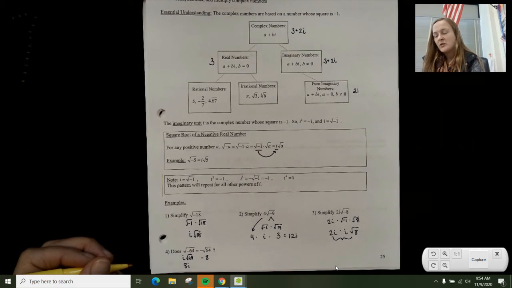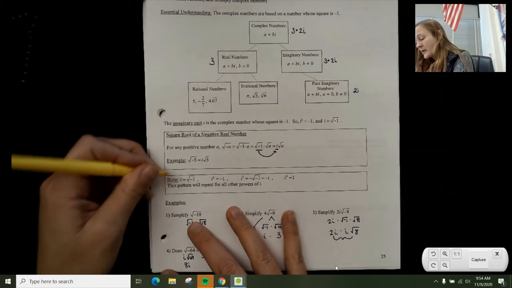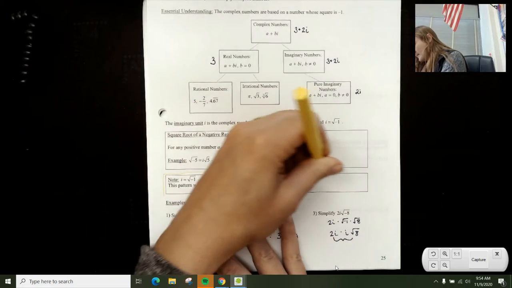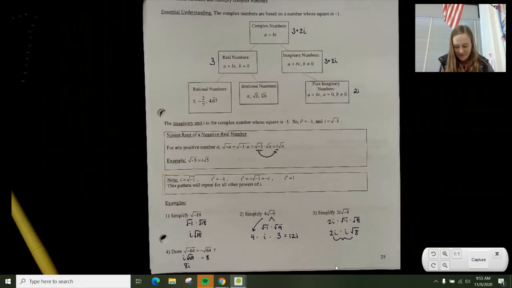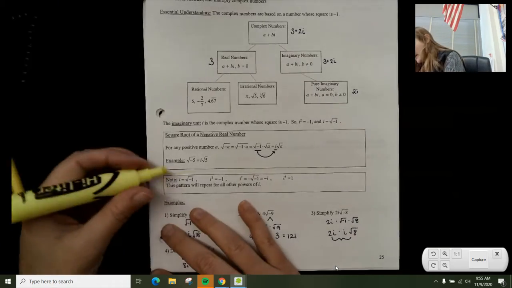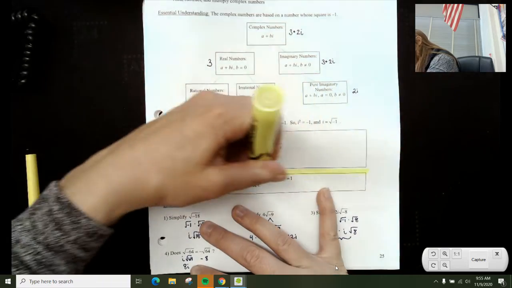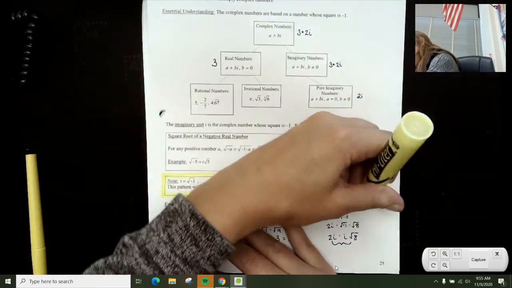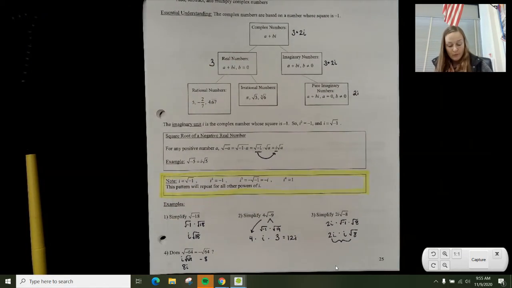All right, so on page 25 of your 1A packet, you see this note here. i equals the square root of -1. So i equals the square root of -1. i squared equals -1, i cubed equals -i, and i to the fourth equals 1. Now this is an extremely complex topic, but we refer to it as the cycle of i.